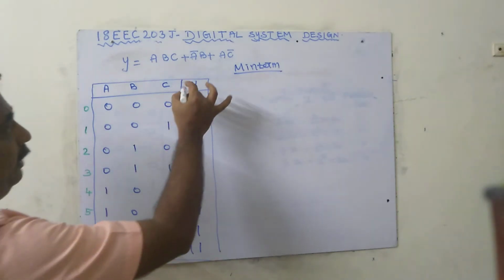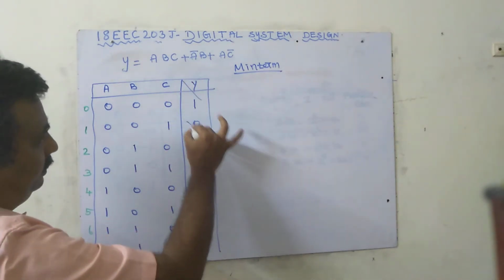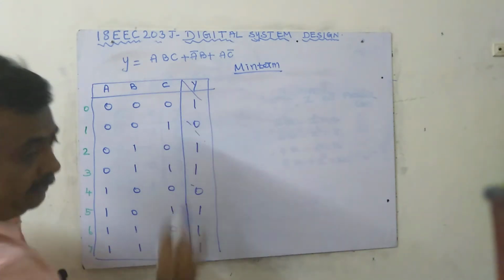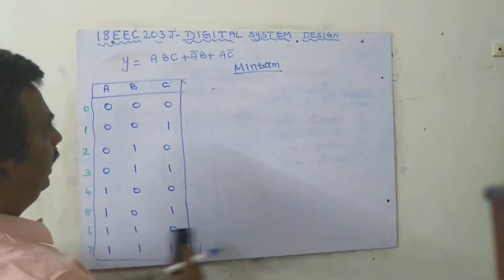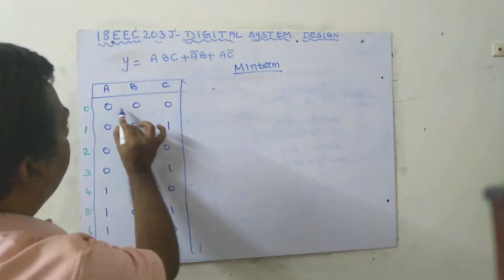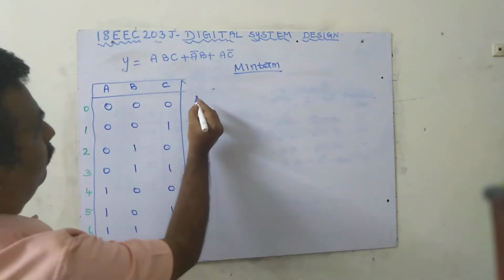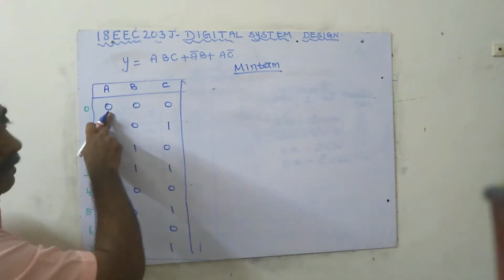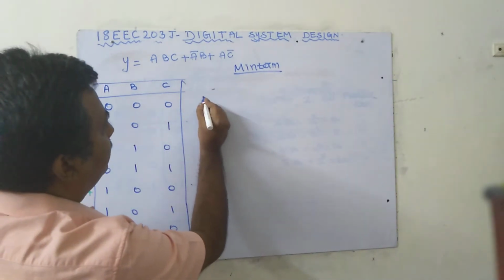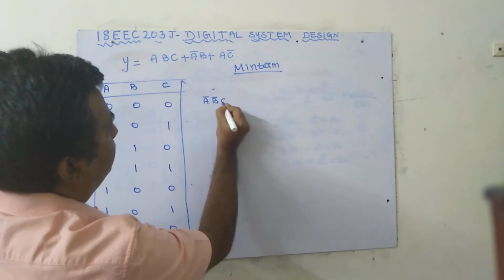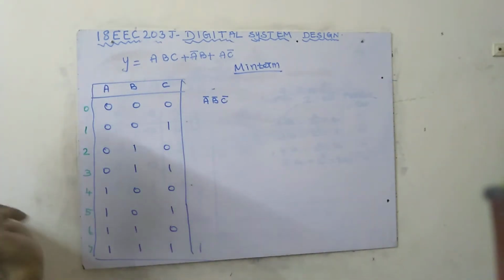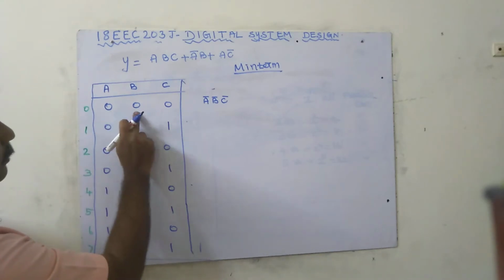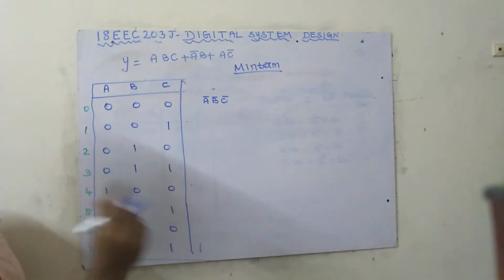So I am forgetting about this output. The output is not there now. Just min term only I am writing. What is the min term for this? See, 0 means bar letter, so the min term is A bar, B bar, C bar. Because A is 0, and 0 means bar letter, 1 means unbar letter. So A bar, B bar, C bar. All of them we are multiplying. That is called min term.